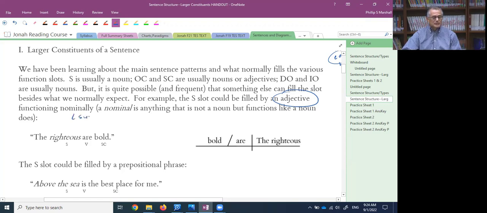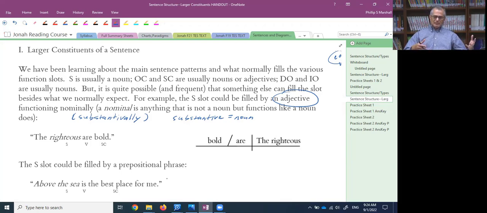And sometimes the word substantively is used for that, because a synonym for noun is substantive. Okay, so a substantive is a noun. So we're basically creating adjectives and adverbs out of noun: nominal, nominally, or substantive, substantival, substantively. Okay.